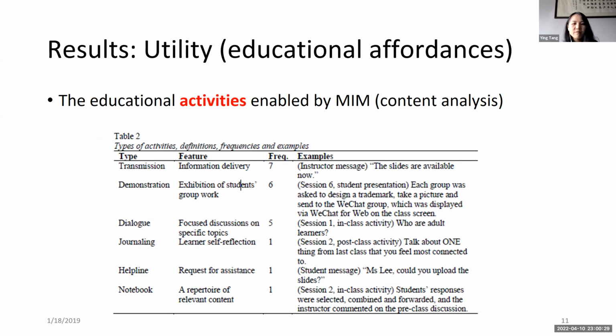And demonstration, this is a very interesting function because students can use their mobile to access WeChat, and they can also start another web version of it. So basically, two things go synchronously. Each group was asked to design a trademark and take a picture, and when they send this from their mobile through this MIM service, it can show up in the web page of MIM too. Does that make sense? So basically, these two things go hand in hand. It is a very easy demonstration tool.